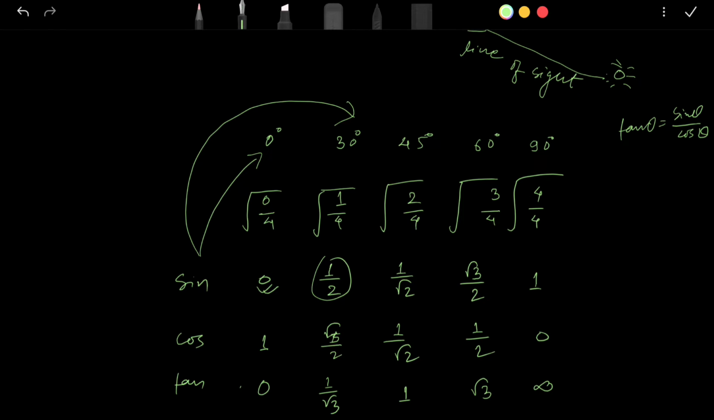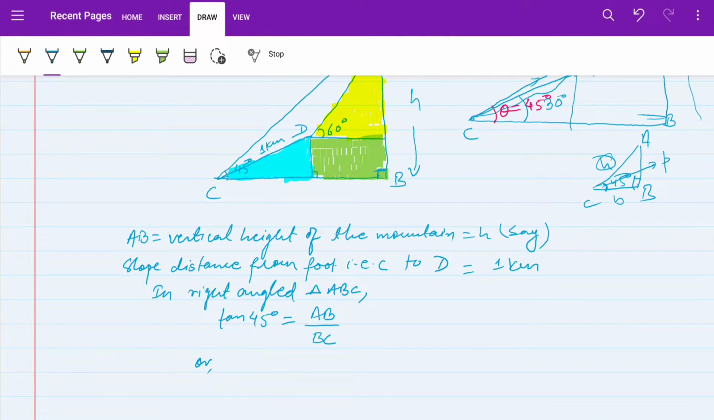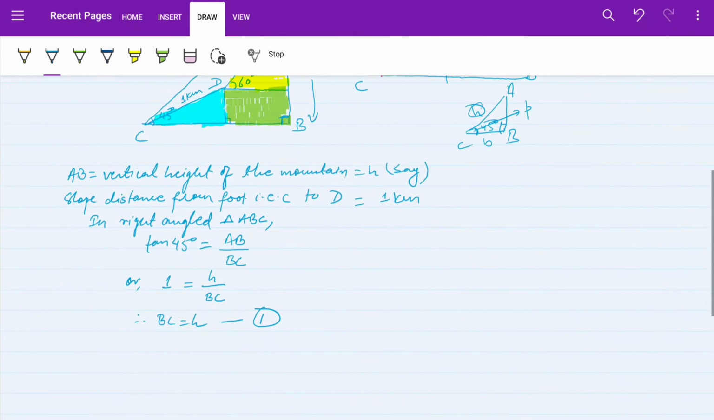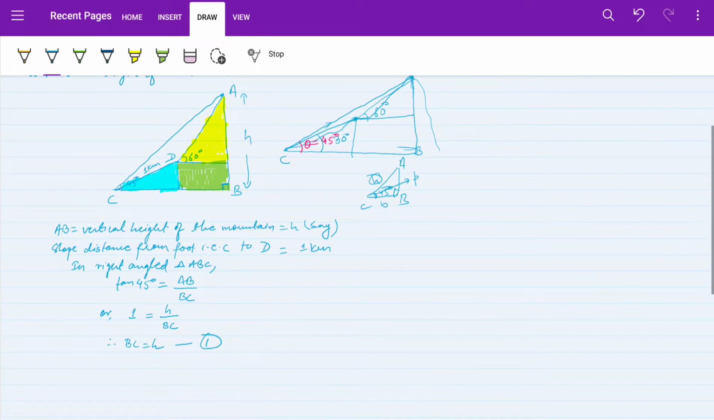So we'll use tan 45 degrees. Now for tan 45 degrees our value is 1, so we make use of this. So here tan 45 is 1, so AB is H, and BC, we have not supposed anything for BC, so BC equals H. So let's consider this as relation 1. Now let's see this diagram and continue further.